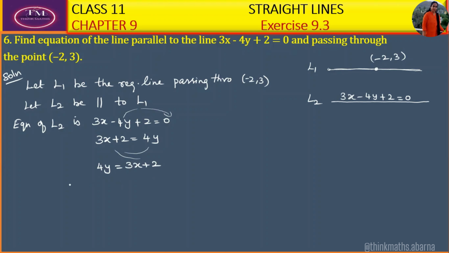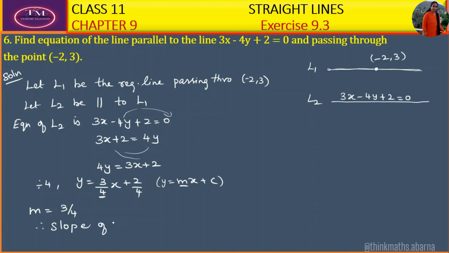Now we need y equal to, so we divide by 4. So y is equal to 3 by 4 x plus 2 by 4. If you compare with the general form, y is equal to mx plus c, we find m is the slope. So here m is equal to 3 by 4. Therefore, the slope of L2 is equal to 3 by 4.